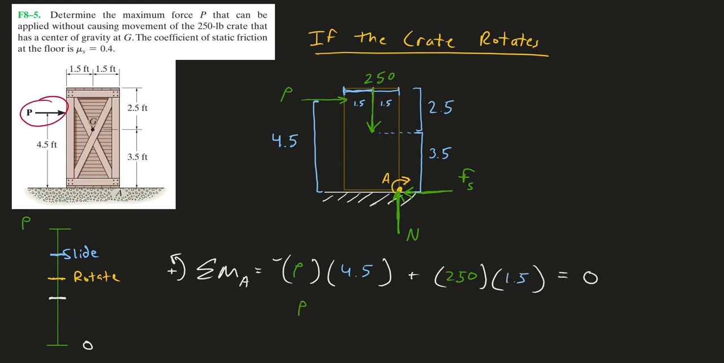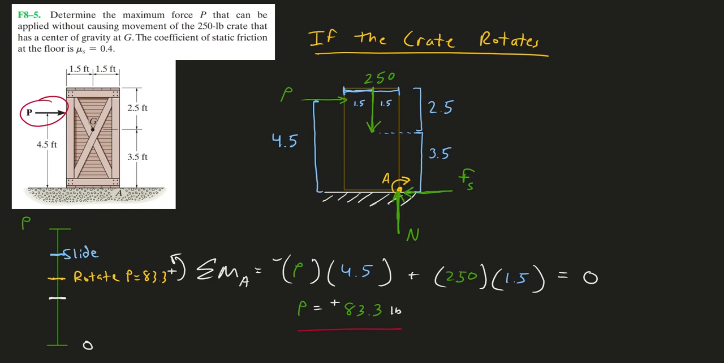So we can solve for P, and we'll get that it's a positive 83.3. So what our math is telling us here is that it takes 83.3 pounds of force to cause this crate to rotate, to tip. So over here on my chart, I'm going to reflect that. I'm going to say that it takes 83.3 pounds to cause rotation to happen.